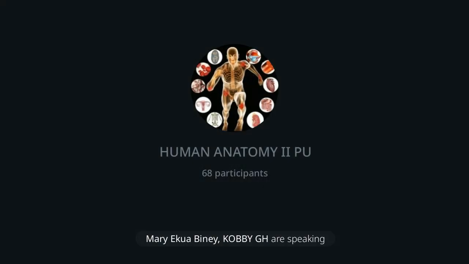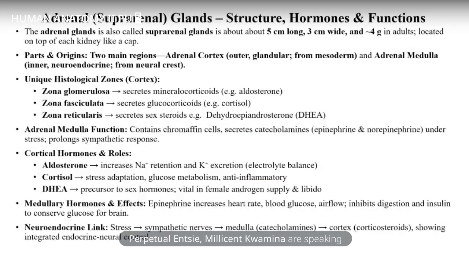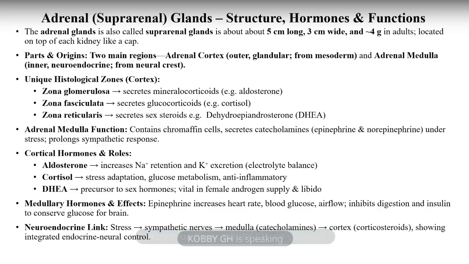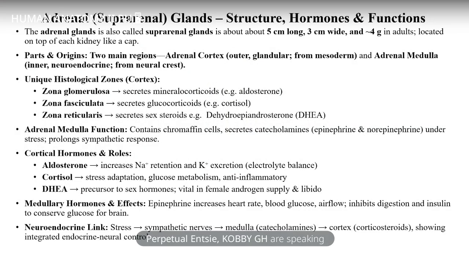What is the middle zone of the adrenal cortex? The zona fasciculata. Which zone of the adrenal cortex is closer to the adrenal medulla? The zona reticularis. Okay. Which zone of the adrenal cortex is the outermost zone? The zona glomerulosa. Okay.